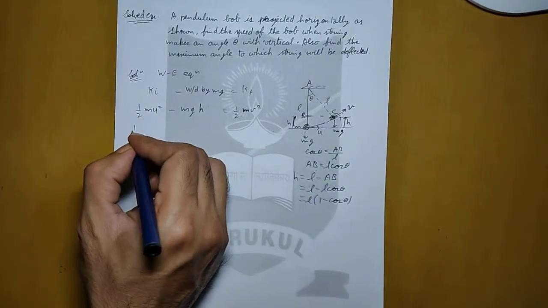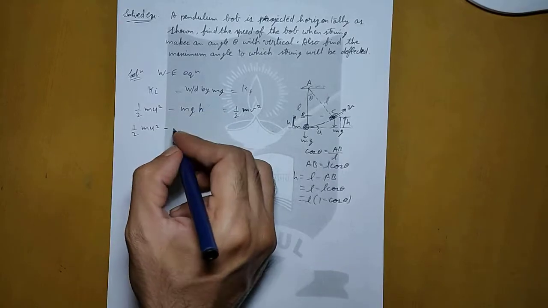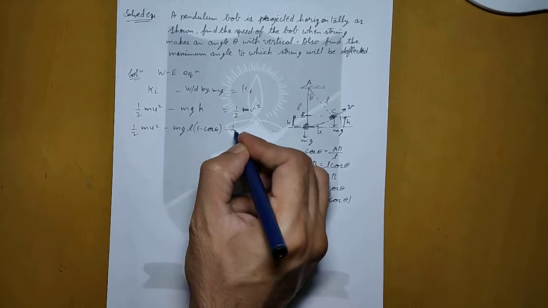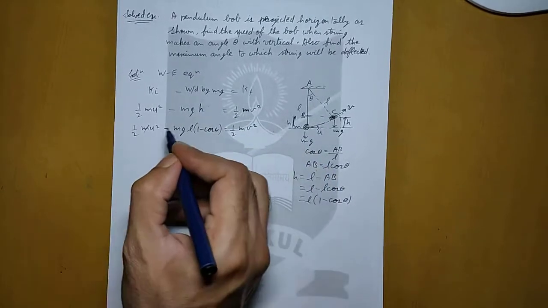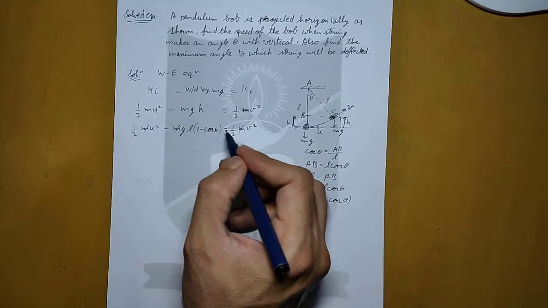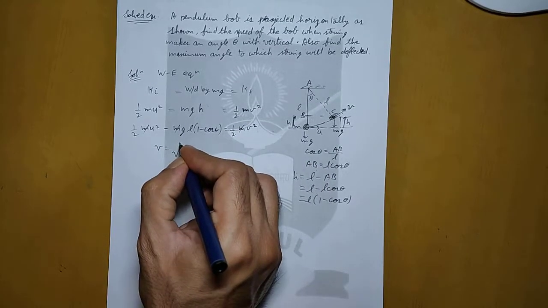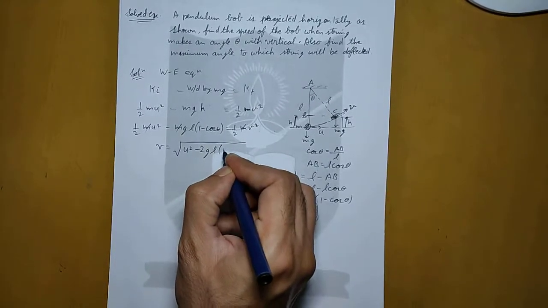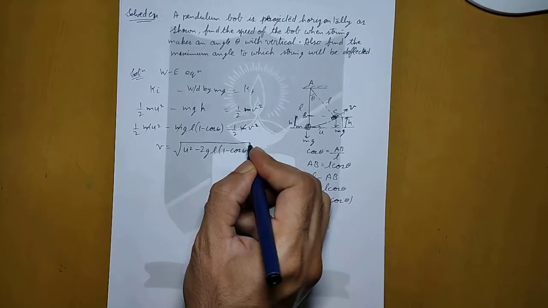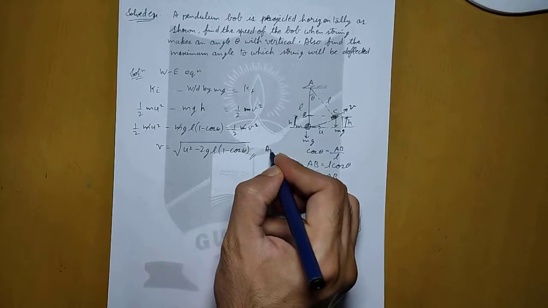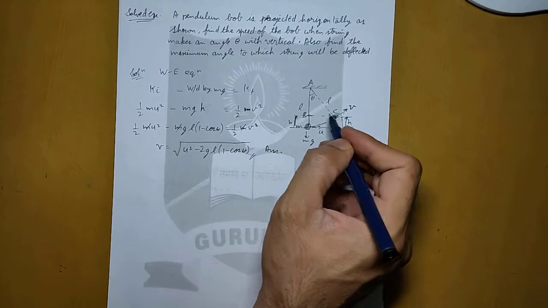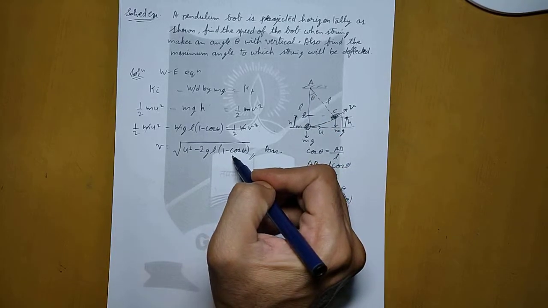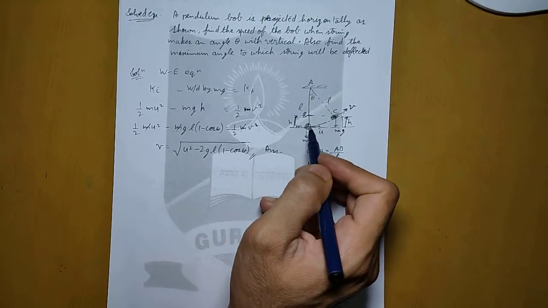We can put this value here and we get the equation half m u square minus m g L into 1 minus cos theta equals half m v square. m will get cancelled out, and if you rearrange, we can find the value of v, and it will come out to be the square root of u square minus 2gL into 1 minus cos theta. So this will be the value of v. This will be the answer to the first part of the question. At this point the velocity will be this. If you have values, then we can directly substitute them here and get the value of the velocity.